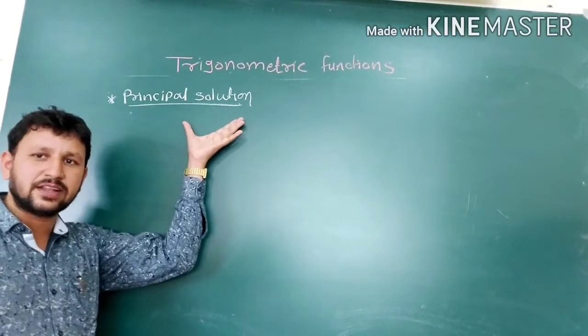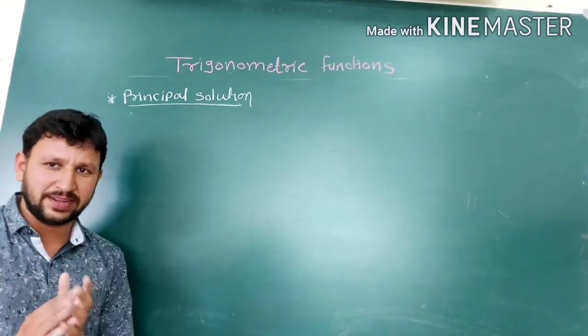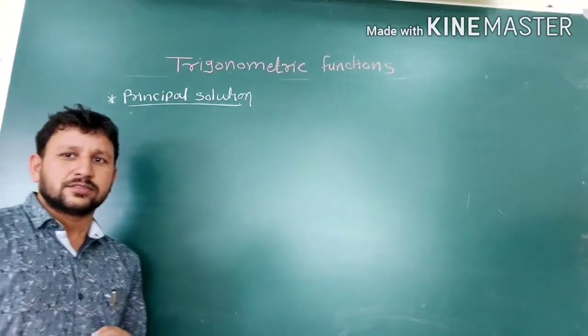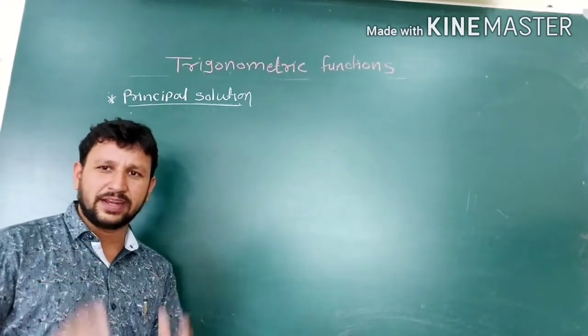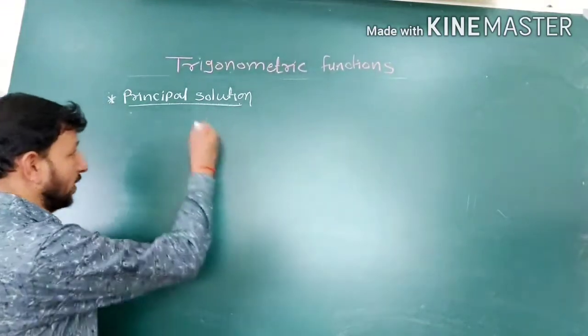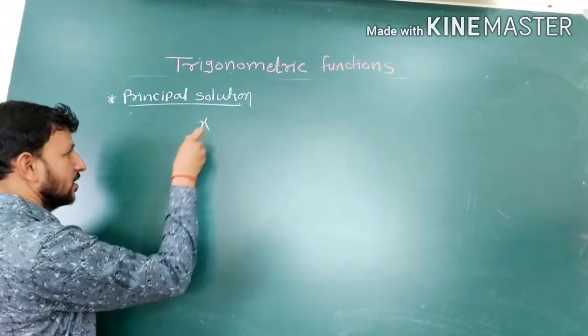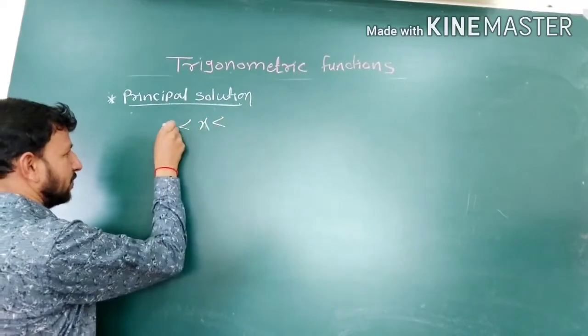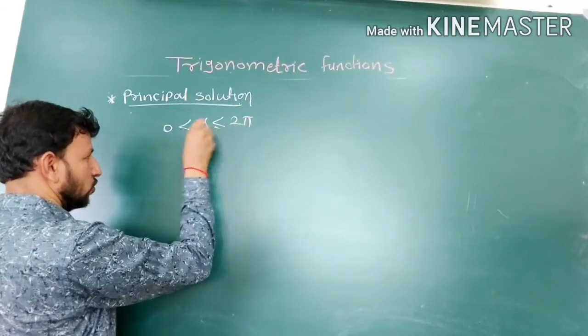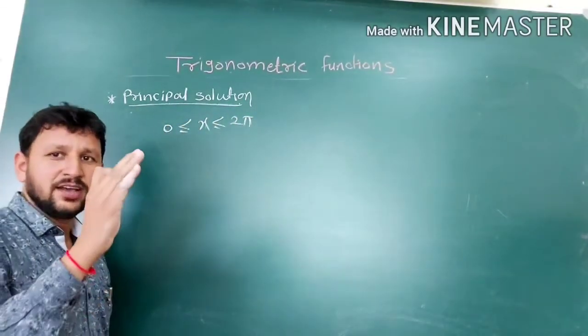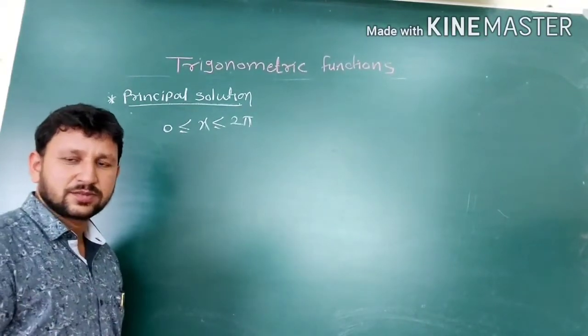Solution, that is the principal solutions. Definition already explained, I repeat again here. The solutions of the trigonometric equations, that is the values for the variable x which lie in the interval 0 to 2 pi, are called the principal solutions.